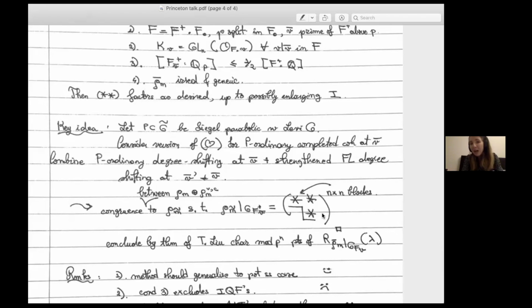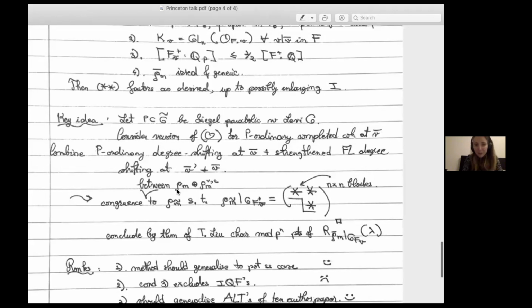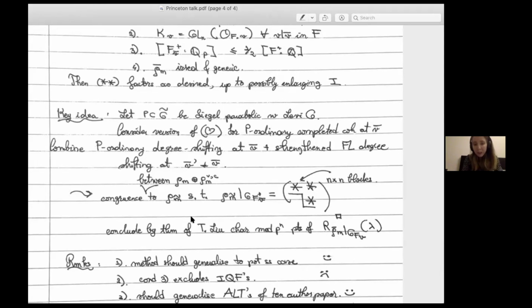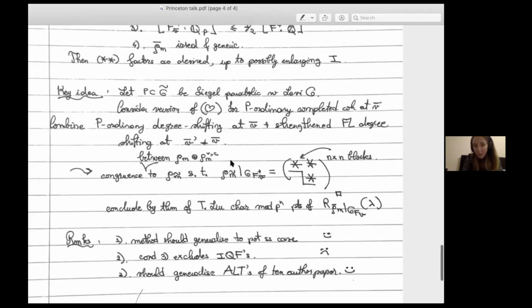And so once you have that, you don't have a global lift of rho m, but you do have a characteristic 0 lift of rho m restricted to G_{F_v}, that is crystalline and where you can keep track of the Hodge-Tate weights. And then you can apply this theorem of Tong Liu. All right, and this is a bit sketchy because you need to actually work with determinants rather than representations, so pseudo-representations. But anyway, this is the key new idea.